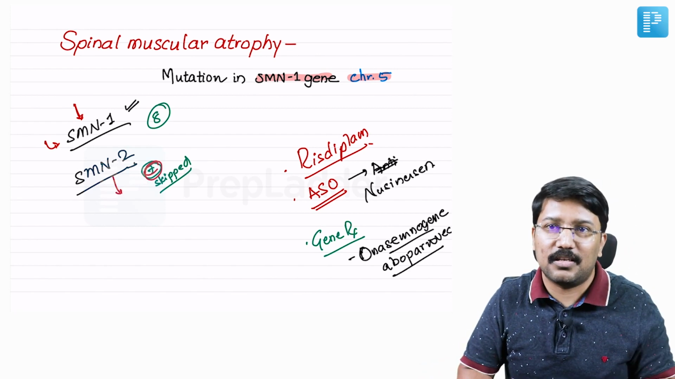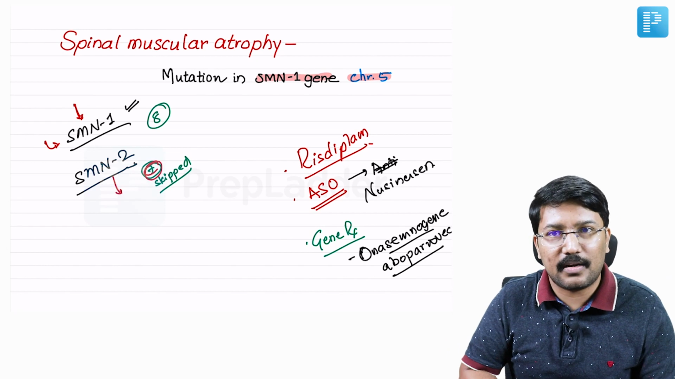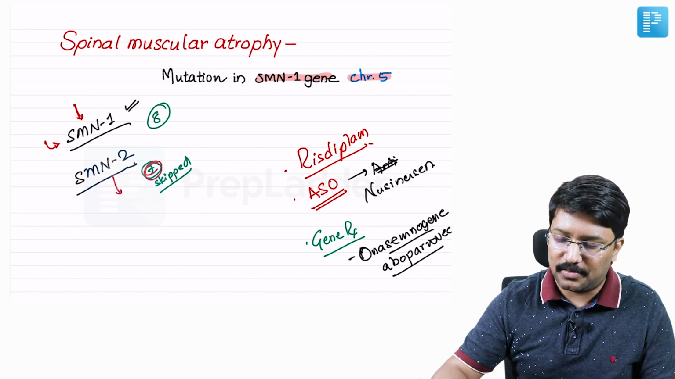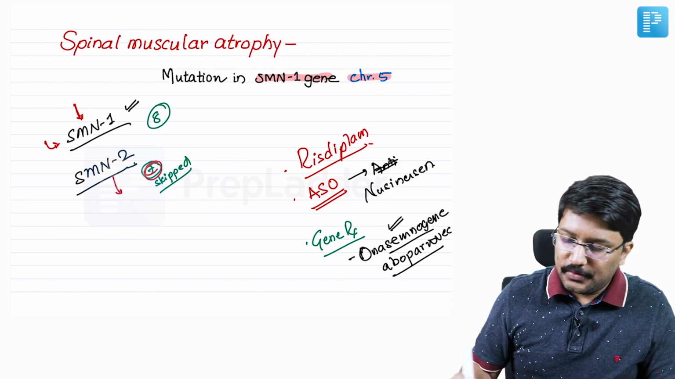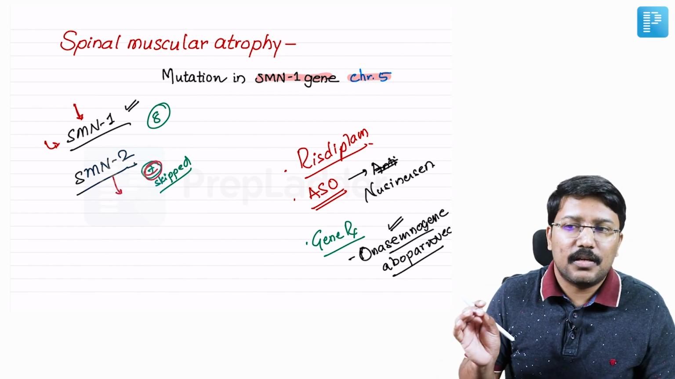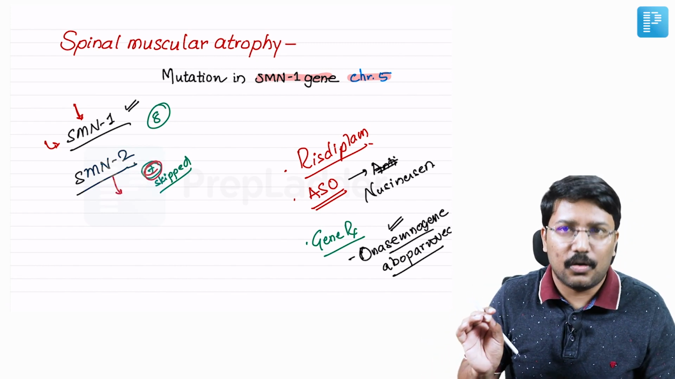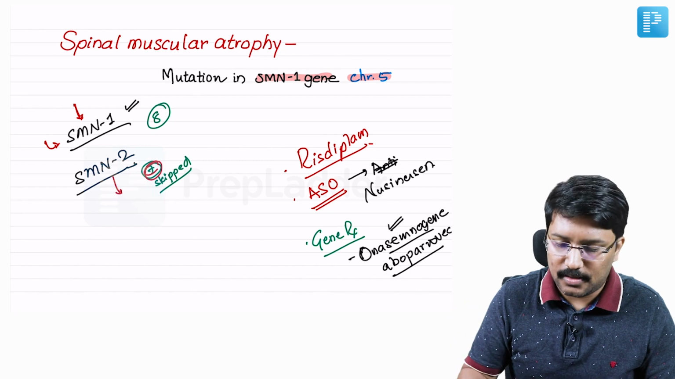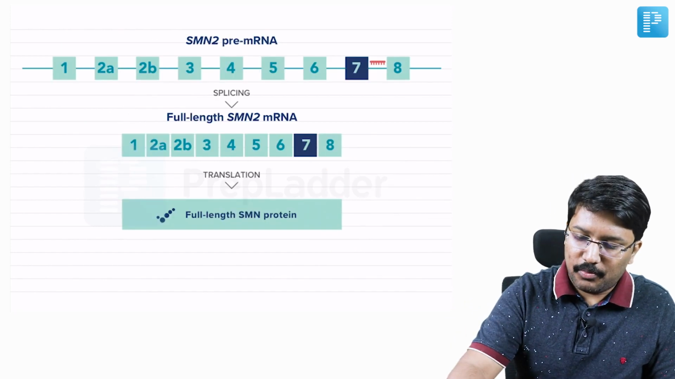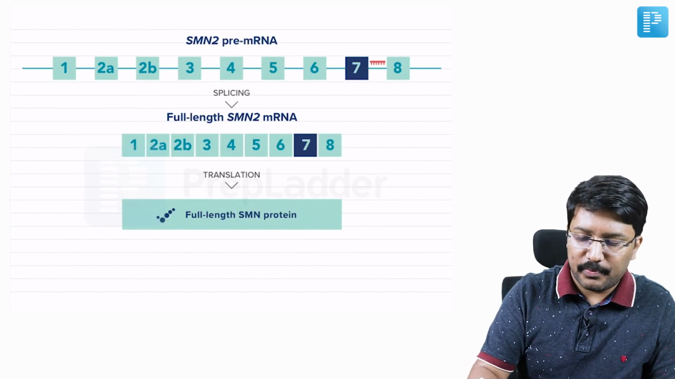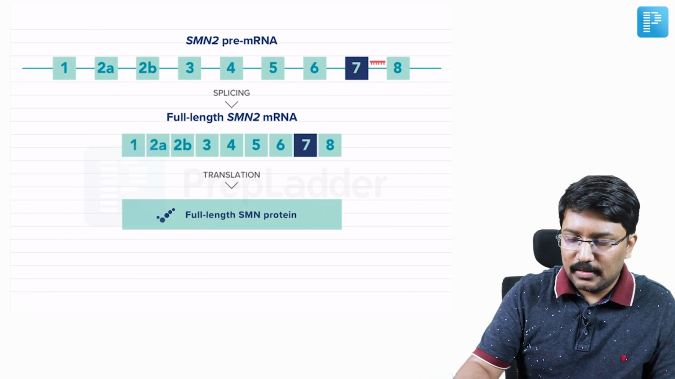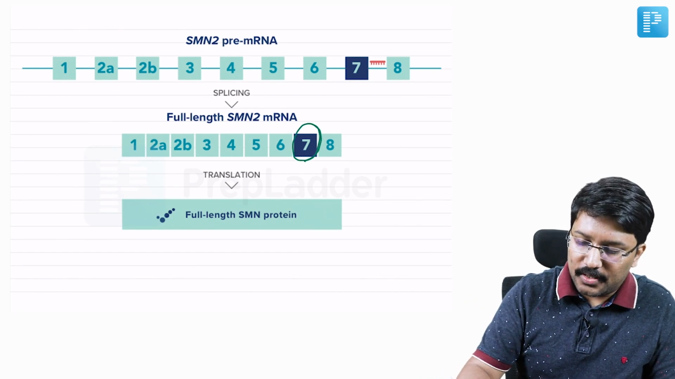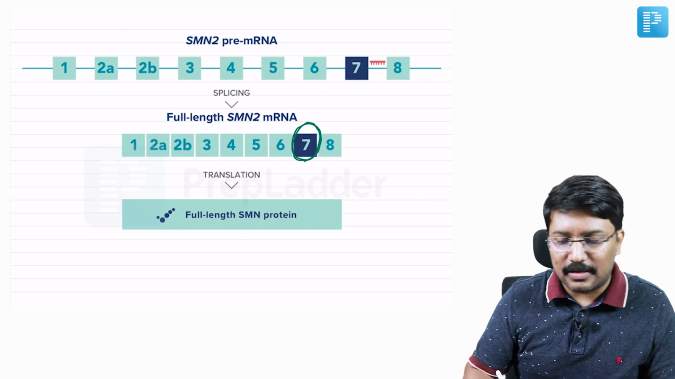This is the wonder drug, 16 crore drug, where the public campaigns were running for collection of the funds, right? So this is the drug. Okay, so we know 3 drugs now: risdiplam, nusinersen, and onasemnogene aboparvovec, right? Okay. So I was talking about this SMN2, right? So SMN2, because of the splicing, the 7th exon is not included.